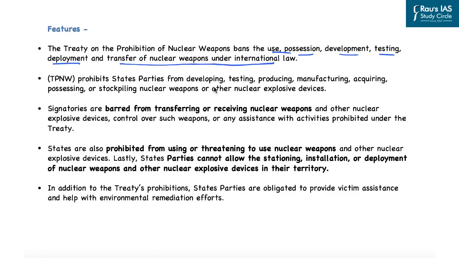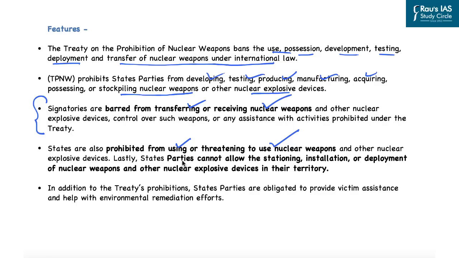It prohibits state parties from developing, testing, producing, manufacturing, acquiring, possessing, or stockpiling the nuclear weapons or other nuclear explosive devices. Further, the signatories to this treaty are barred from transferring or receiving the nuclear weapons and other nuclear explosive devices. Also, states are prohibited from using or threatening to use the nuclear weapons and other nuclear explosive devices.